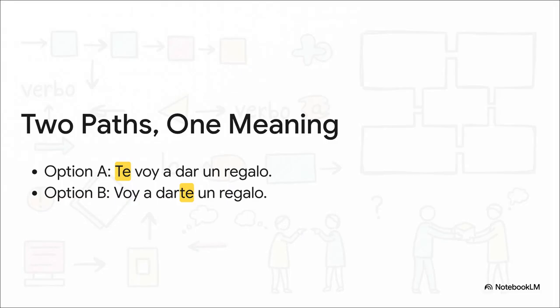And this slide shows it perfectly. Look at these two choices. Option A, you can just stick with rule 1 and put the pronoun before the first verb, the conjugated one. So, te voy a dar. Or option B, you can attach the pronoun directly to the end of the second verb, the infinitive, making it one word, darte. Both sentences mean the exact same thing. I'm going to give you a gift.